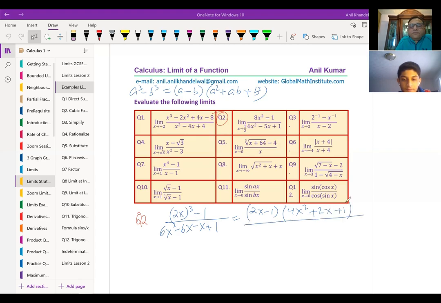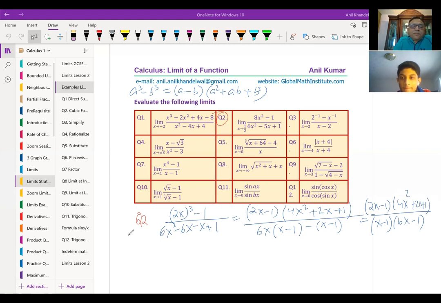And here we have 6x common. You could factor otherwise also. 6x is common: x minus 1, and minus 1 is common, x minus 1. So you can now further factor, getting x minus 1 as a common factor in the denominator and 6x minus 1 as the other factor. So in the numerator, we have 2x minus 1 times 4x squared plus 2x plus 1.